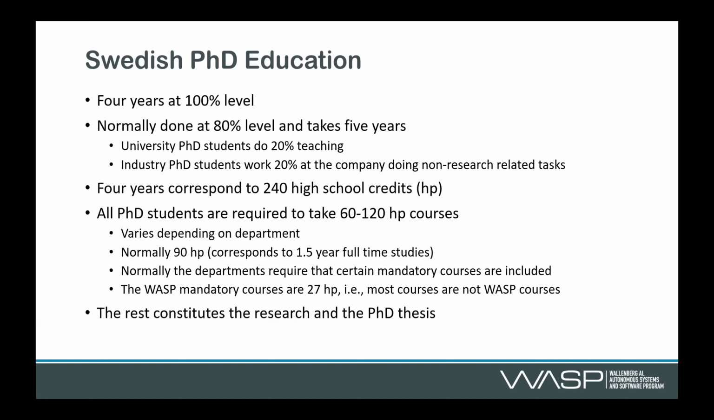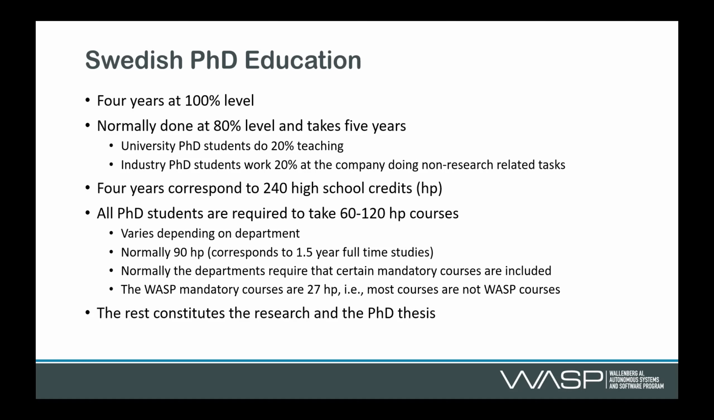The 4 nominal 100% level years correspond to 240 so-called higher education credits. Depending on which university and which department you are enrolled at, you have to take somewhere between 60 and 120 points of PhD student courses. I would say that most today are probably somewhere between 60 and 90.